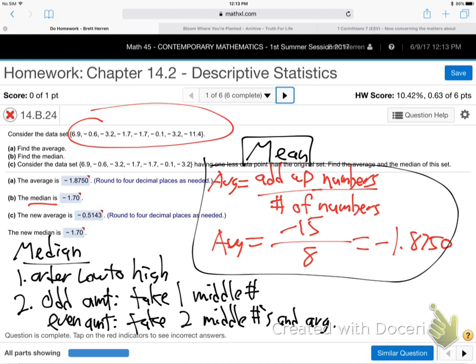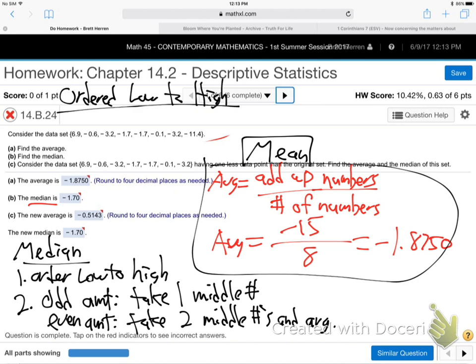All right, so how many numbers do we have? We have 8 numbers, so we have an even amount. So we're going to have 2 numbers in the middle, aren't we? So first off, I'm going to have to order them. So here they are ordered, low to high. Now, what's the lowest number? Which one comes first?